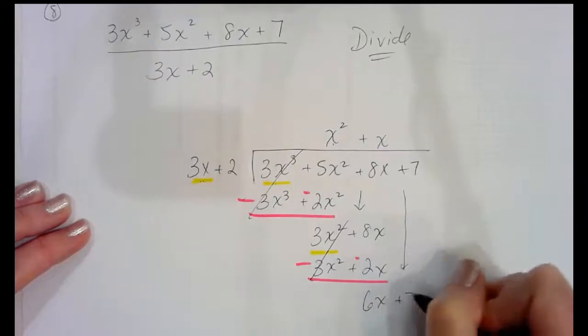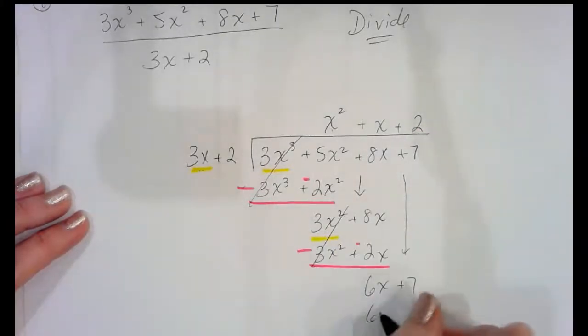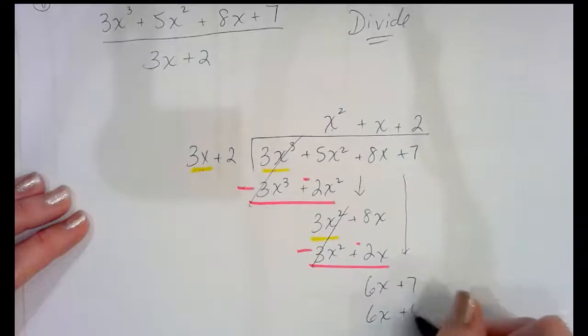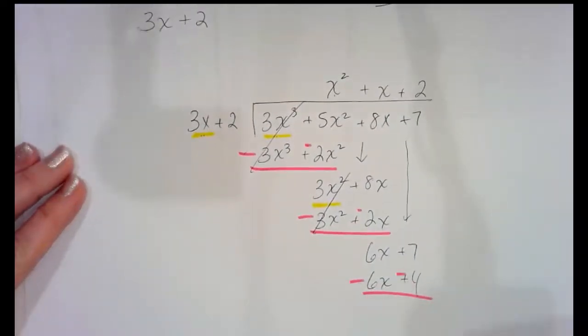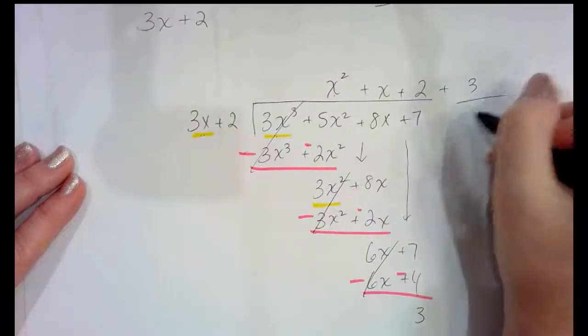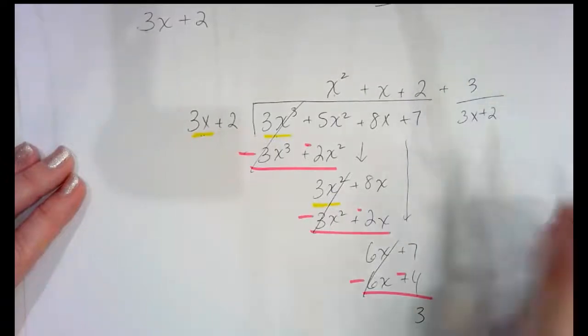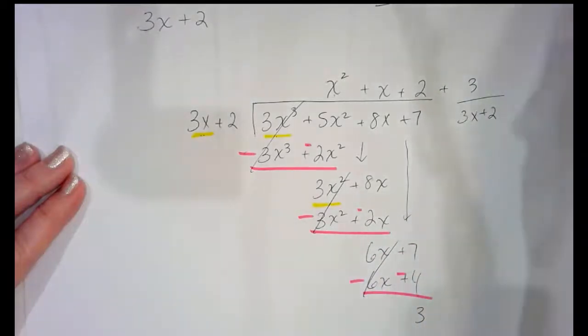Bring down, plus 7. 3x goes into 6x plus 2 times. 2 times 3x is 6x. 2 times 2 is 4. Last time, draw the line, change the signs. First term always cancels. 7 minus 4 is 3. So we have a quotient of x squared plus x plus 2 and a remainder of 3 over 3x plus 2. Quotient plus remainder over divisor.